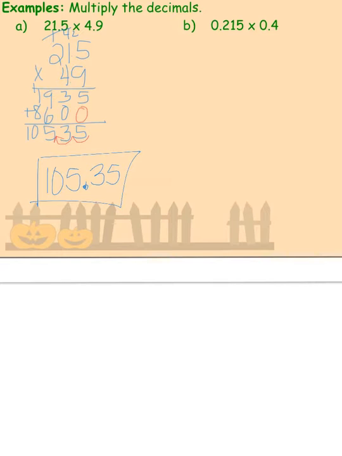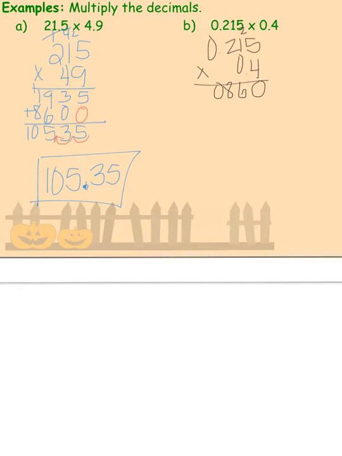Let's look at another one. So this one, again, write that first number and that second number, work from the back. Let's multiply. 4 times 5 is 20. Put the 0, carry the 2. 4 times 1 is 4, plus 2 is 6. 4 times 2 is 8. 4 times 0 is 0.